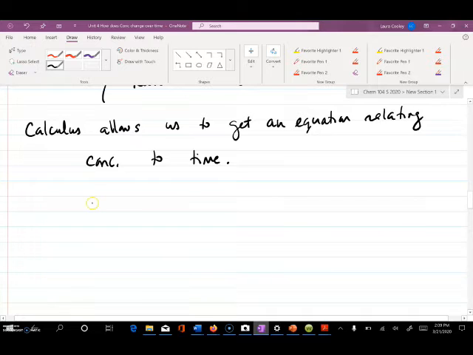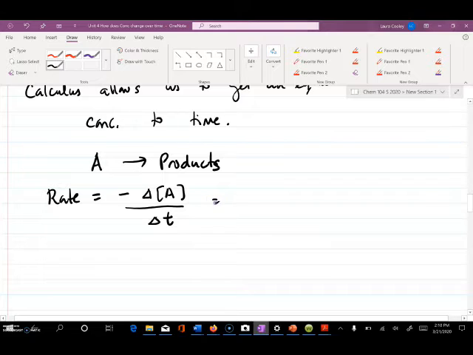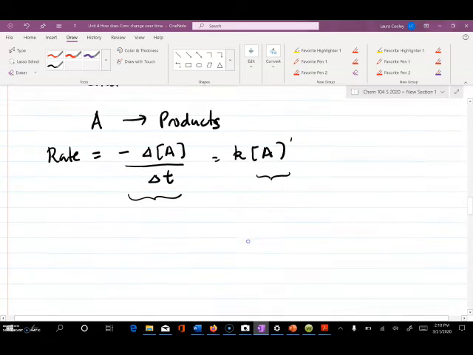What I'm going to do is show you how to do this. Now obviously I know that many of you have never taken calculus and never will. But if we have a reaction A to products, and we know that the rate is first order, this would be the negative of the change in concentration of A over the change in time. The rate of change of A with time is proportional to the concentration of A to the 1 power. Okay, so that's first order.